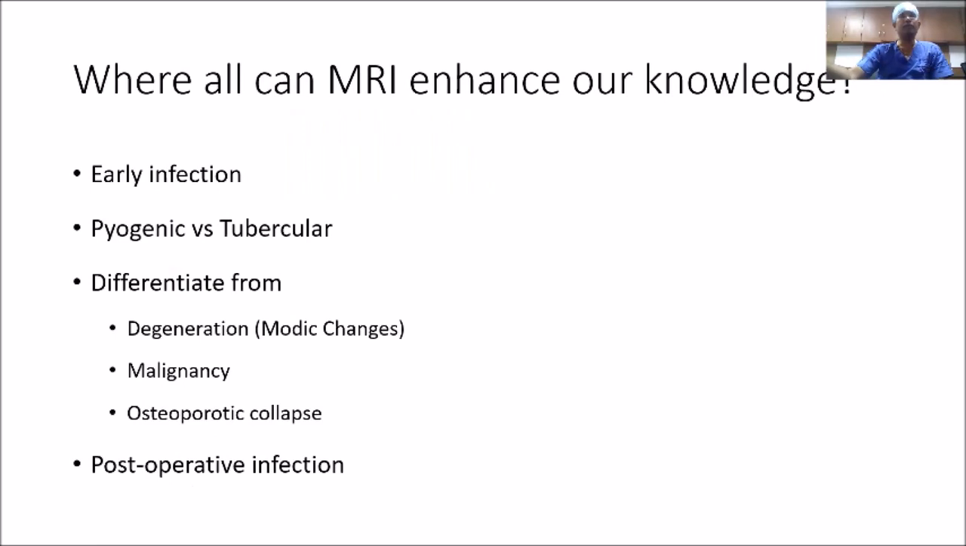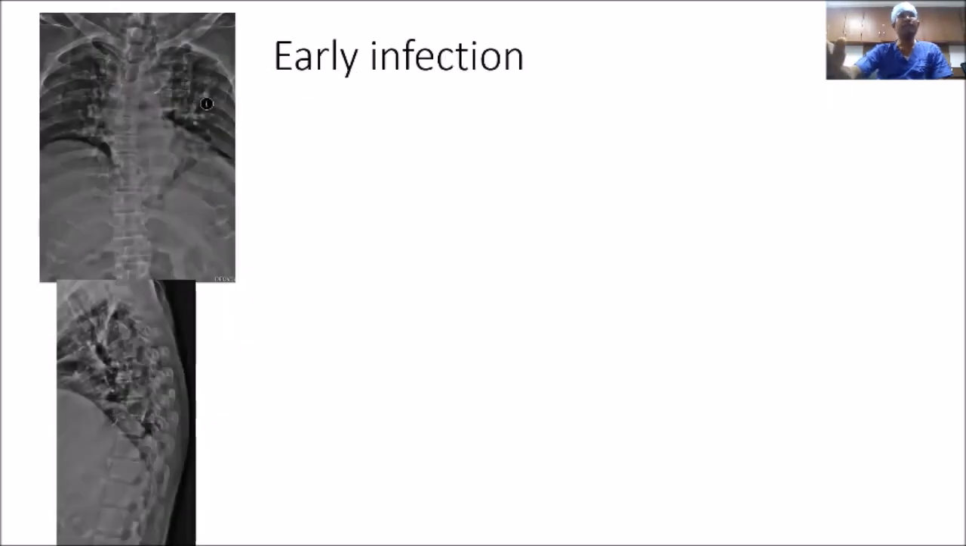So what are the specific situations where we use an MRI to enhance our understanding of spinal infection? One is to diagnose a patient who has an early suspected spinal infection. Second is to differentiate a pyogenic infection from a tubercular one with a certain degree of certainty, and to differentiate Modic changes from early spinal infections, malignancy from spinal infection, and an osteoporotic collapse from a spinal infection. Sometimes MRI is also very helpful to diagnose an early postoperative infection.